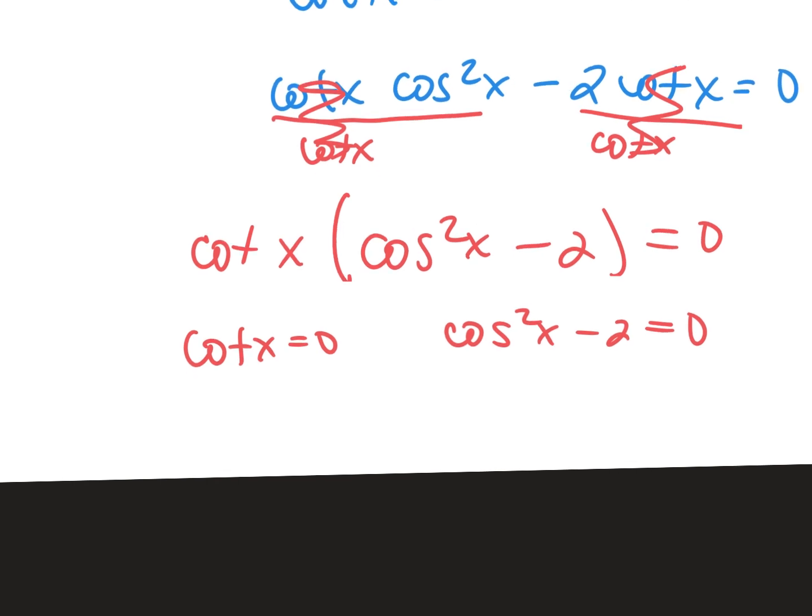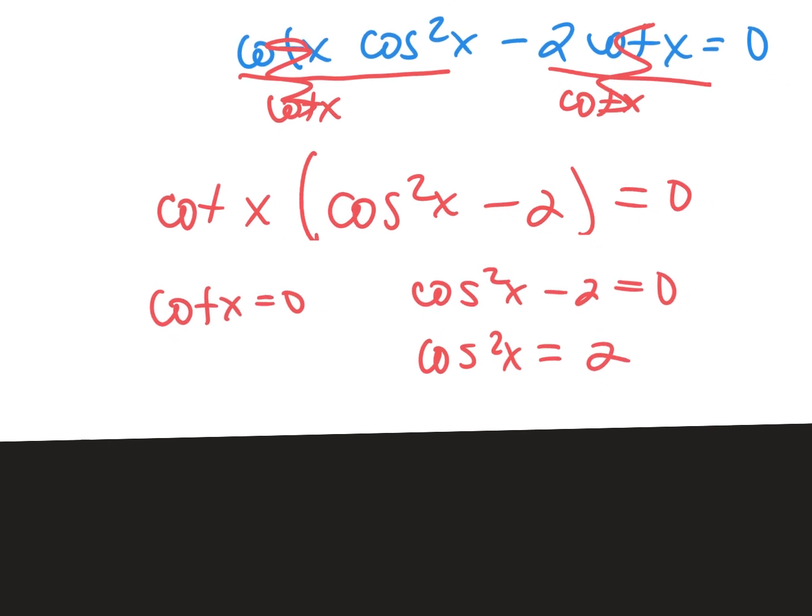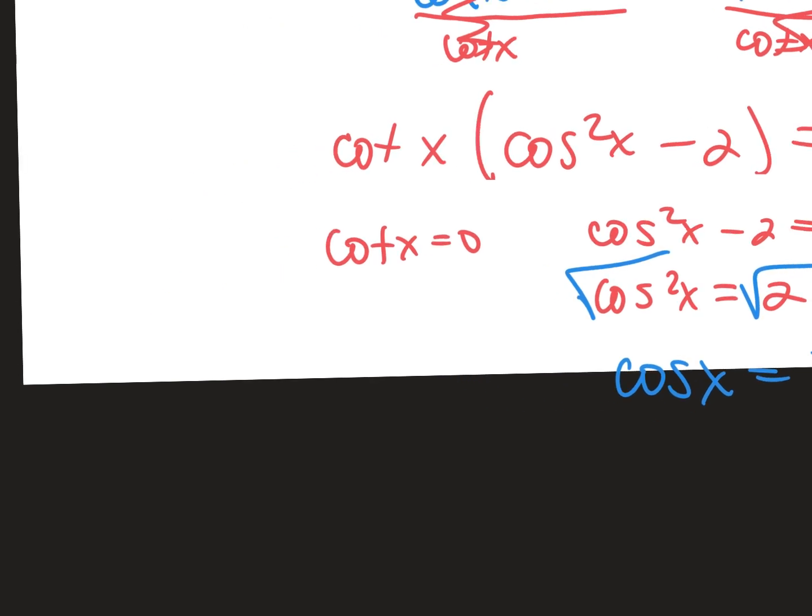Let's solve this one on the right a little more. Cosine squared x equals 2. Agreed? I don't want cosine squared, I want just cosine, so I take the square root. So cosine x equals plus or minus square root 2. Everybody with me? Now that's not the answer, that's telling me where to look. So I look here, I have two different scenarios.